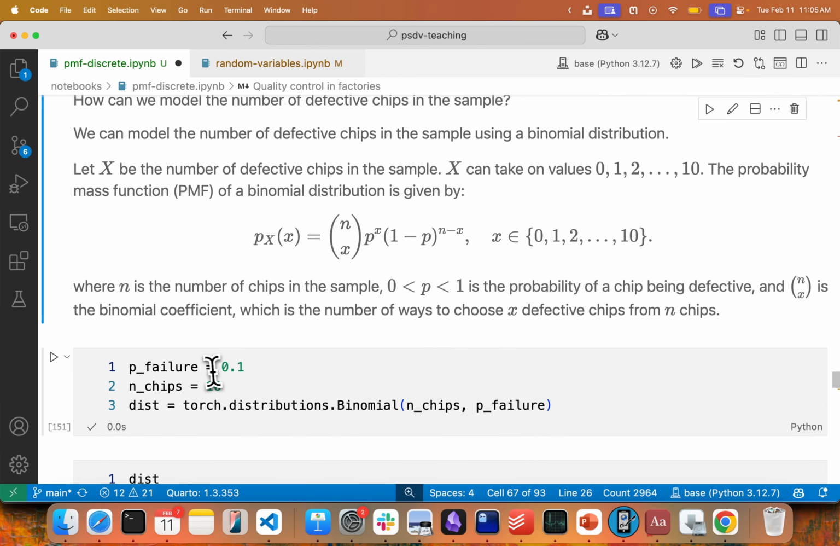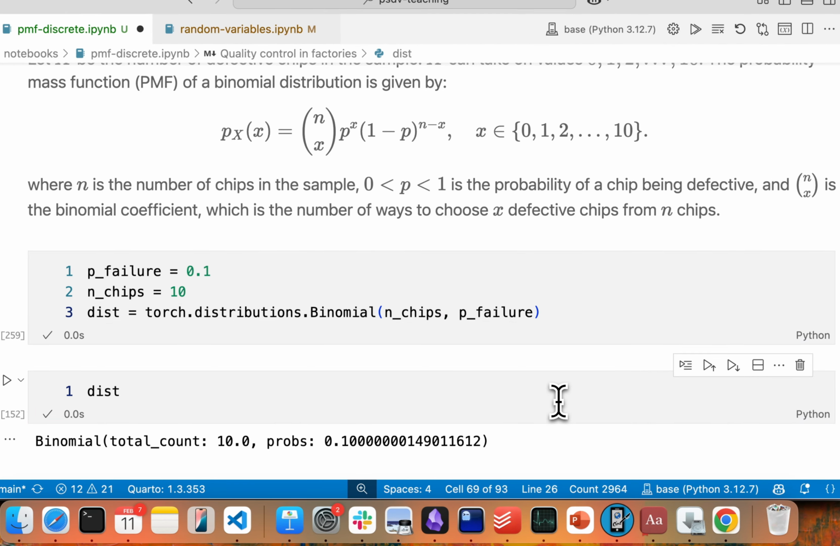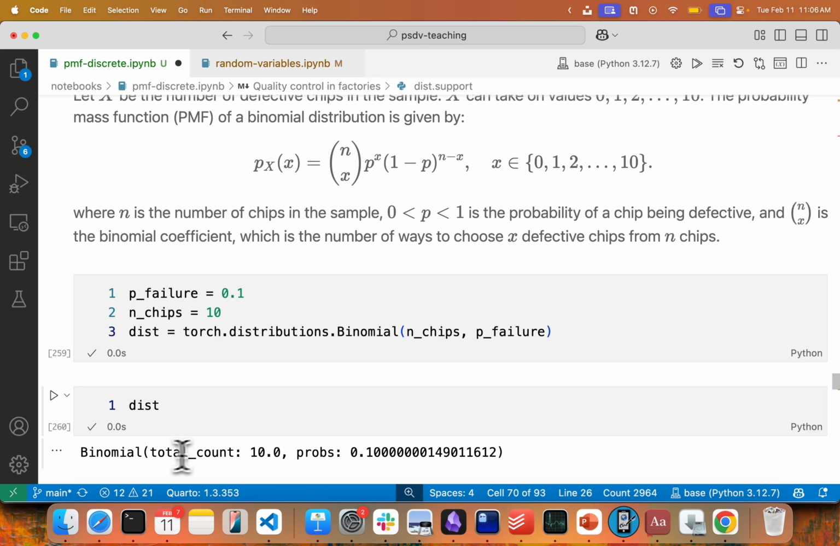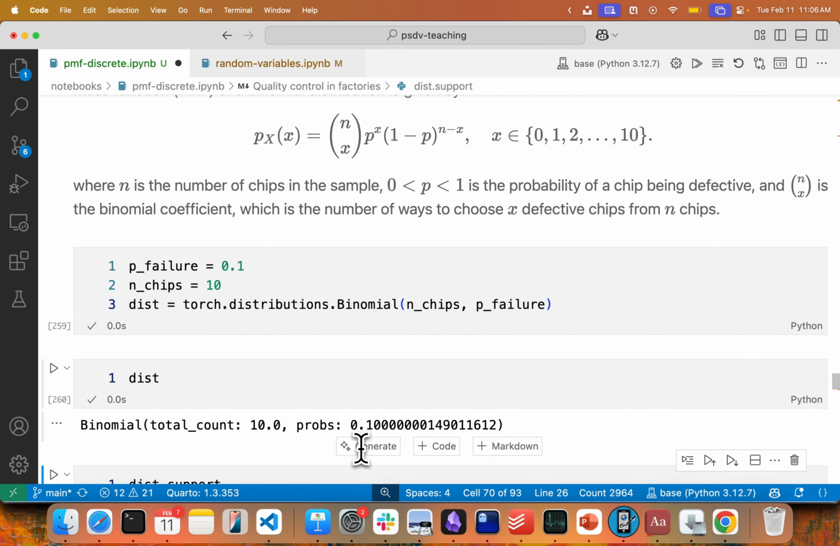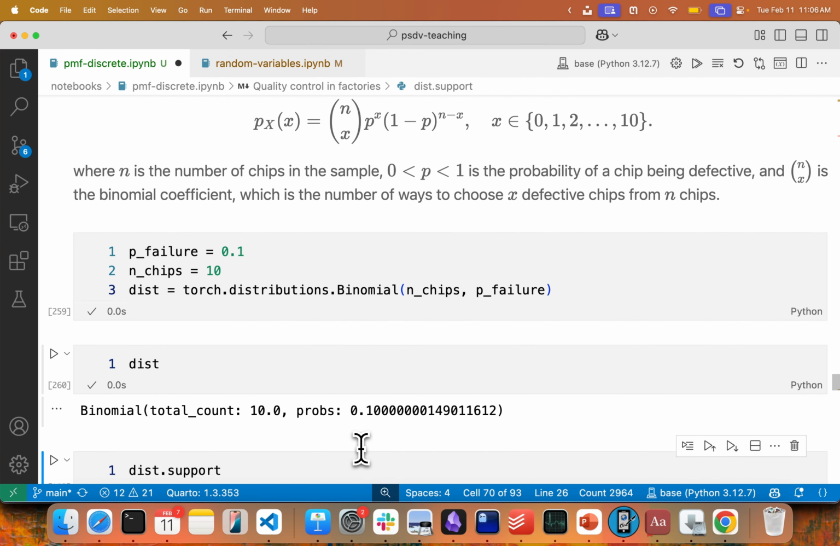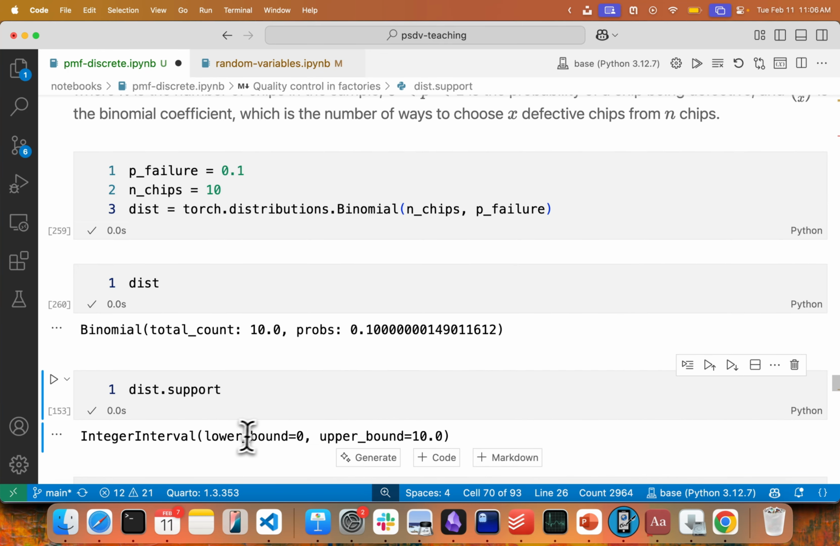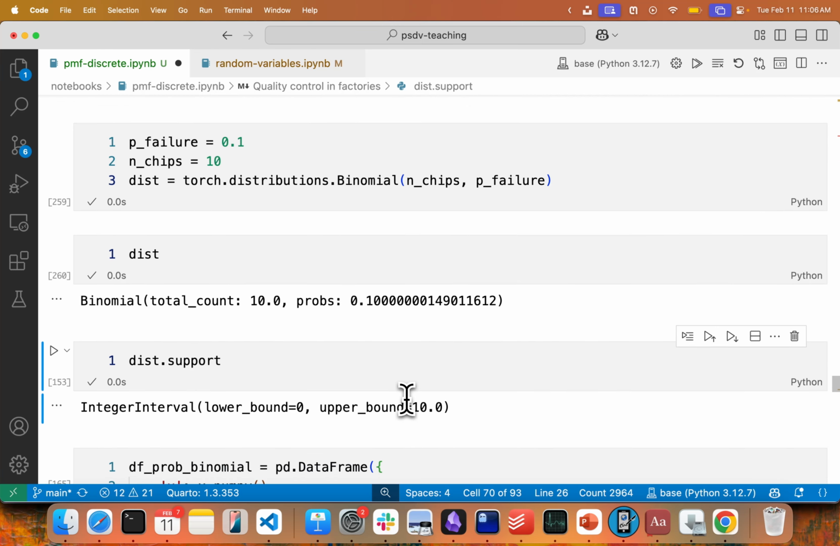If the probability of failure was 0.1, which means each chip has a failure rate of 0.1, and we had 10 chips, we would model this as torch distribution binomial with the number of chips and the probability of failure. And if we look at the distribution, because the total count is 10, the probability of individual failure or success is 0.1. What does this dot support? 0 through 10? It's an integer interval going from 0 through 10 because those are the possible set of values which you can draw from this binomial distribution.